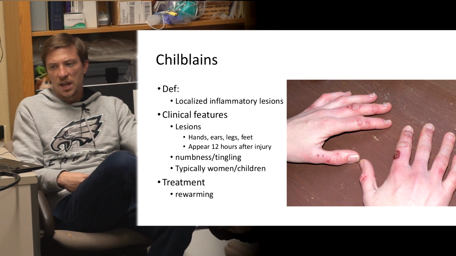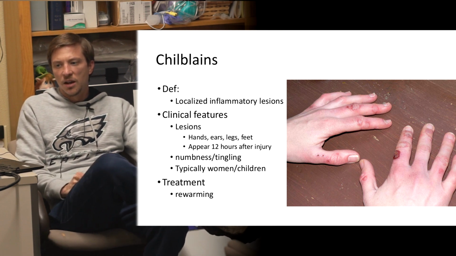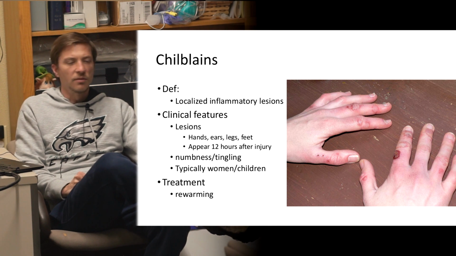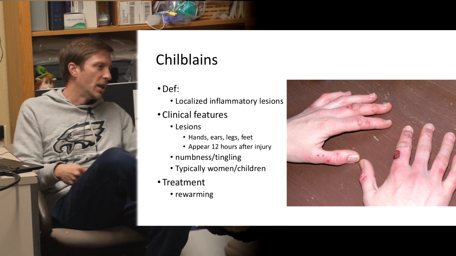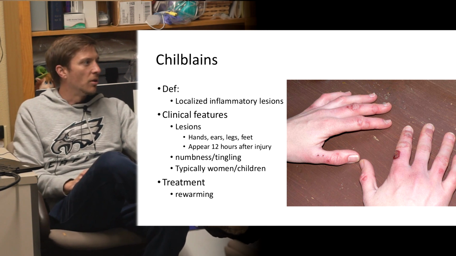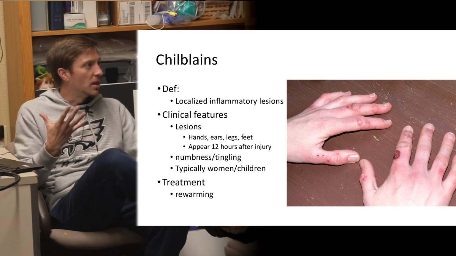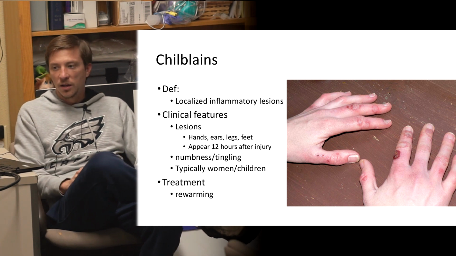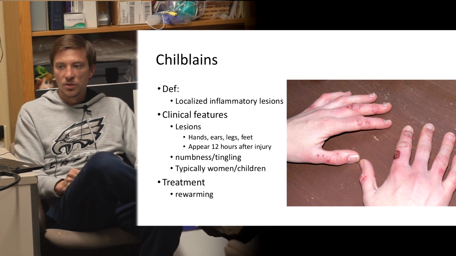Most of the time they appear on the hands, the legs, the feet, and they can start to appear about 12 hours after injury. So this isn't going to be someone that you pull out of a snowbank where you're going to see this. This is someone who's going to wake up in the morning and be like, what the heck are these things on my hands? They were out in the snow or something the night before.